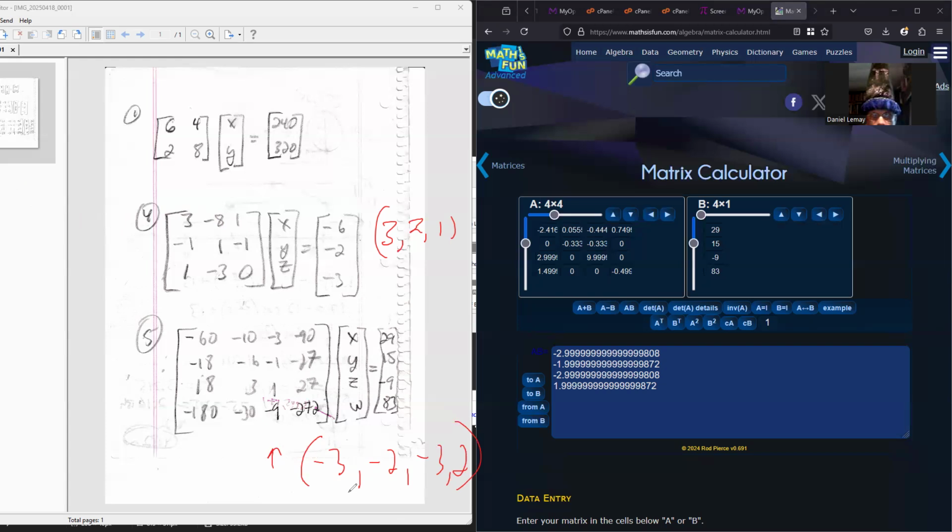Okay? So hopefully this convinces you to use this math-is-fun calculator rather than finding all the determinants or doing row reduction. I mean, you certainly can. I'll be sad if you do. Let me know if you need some help.